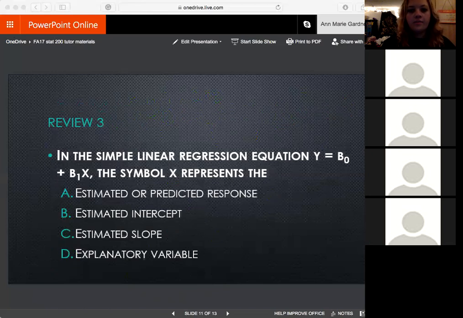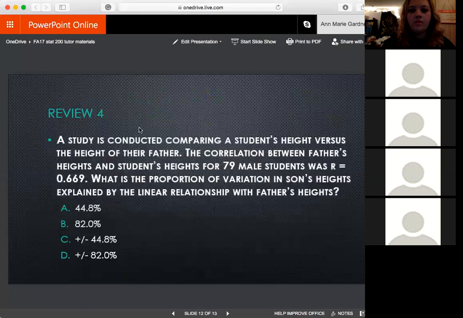All right, one more, I think. A study is conducted comparing a student's height versus the height of their father. The correlation between fathers' heights and students' heights for 79 male students was r equals 0.669. What is the proportion of variation in sons' heights explained by the linear relationship with the father's height? Try this one out and we will go over it then.